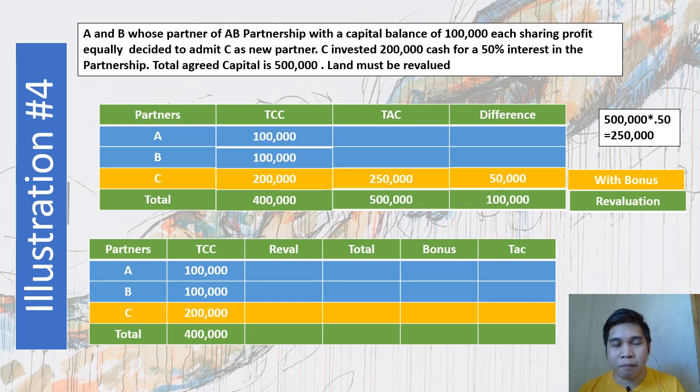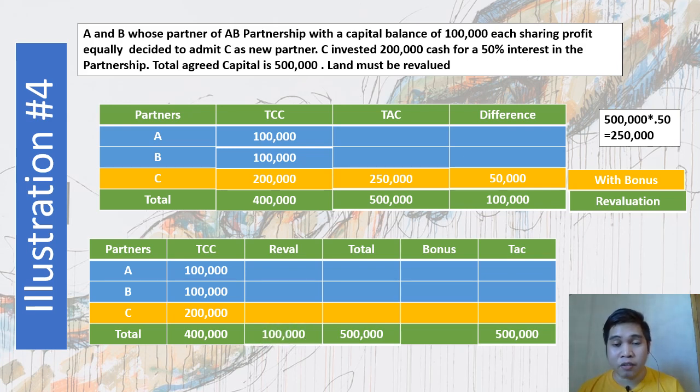So, since given na po yung total agreed capital, so sa TAC, pwede natin lagyan na ng 500,000 pesos. So, i-extend lang po natin yun sa total na 500,000 pesos kasi under bonus, hindi madadagdagan po yung ating total agreed capital. So, since from 400 magiging 500, so magkakaroon po tayo dyan ng revaluation ng 100,000 pesos.